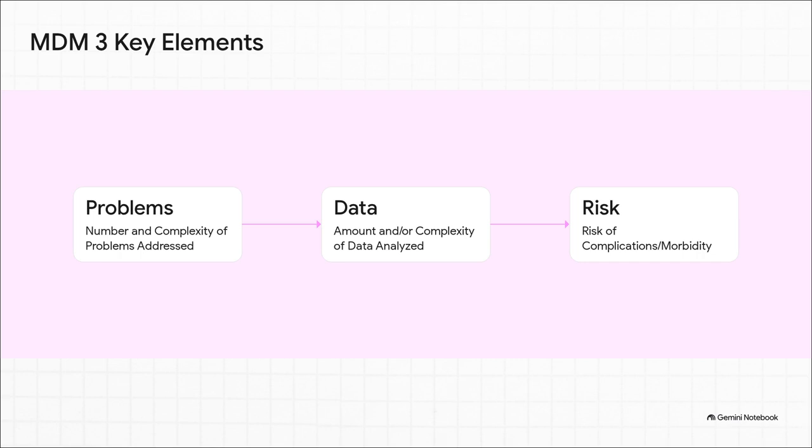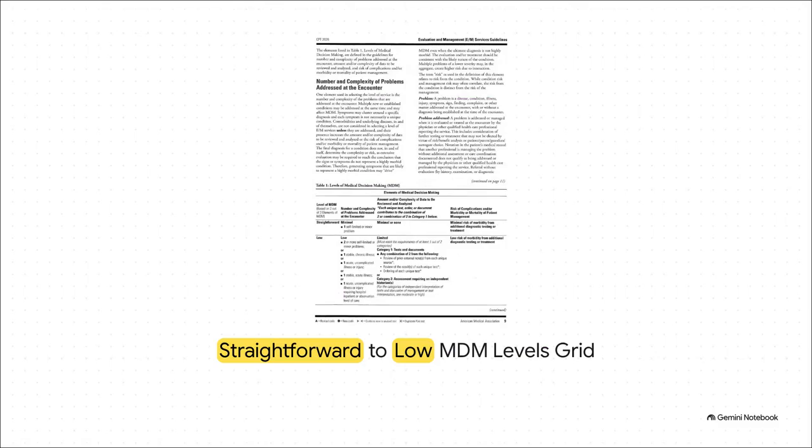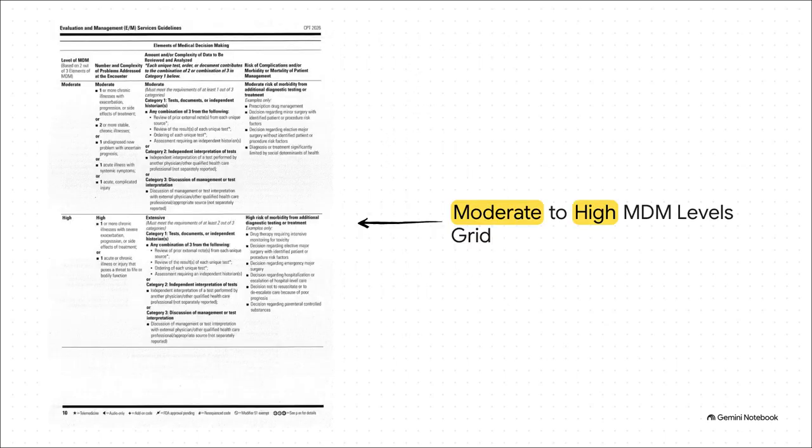When we break down the actual AMA CPT guidelines for straightforward to low MDM, it becomes a very literal point system. We have to meticulously count unique tests, external notes, and problem severity. For example, for a low MDM, you might see 2 or more self-limited problems, or maybe 1 stable chronic illness. For the data element, you might need a combination of 2 things, like reviewing a prior external note and ordering a unique lab test. But as we slide over to the moderate and high levels, the stakes rise significantly.